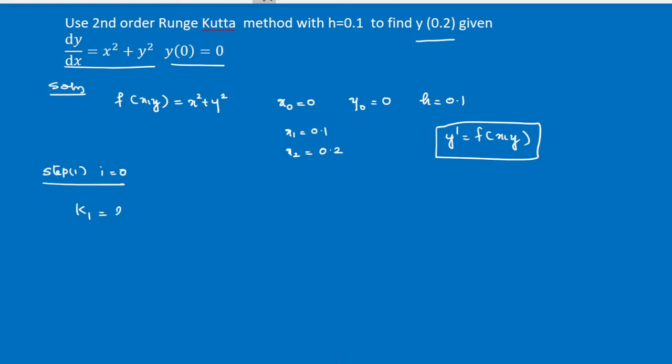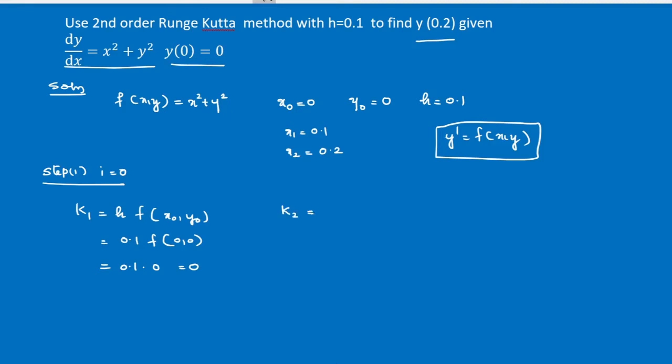K1 is h into f of xi, yi. That is f of x0, y0, which is equal to h, which is 0.1, and f of x0, y0, that is f of 0, 0. You have f of x, y, so it is 0 plus 0, that is 0. 0.1 into 0 is equal to 0. Now we have got K1. Now we are going to evaluate K2.